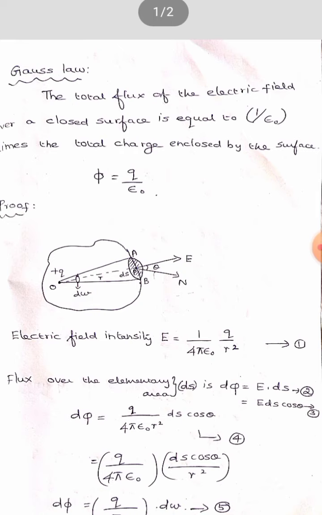In equation 3, I am going to substitute equation 1. So it becomes d phi is equal to q by 4 pi epsilon naught r square into ds cos theta. In the next step, ds cos theta divided by r square is written as the solid angle. Ds cos theta divided by r square is d omega. So in equation 5, I have written it as d phi is equal to q by 4 pi epsilon naught into d omega.